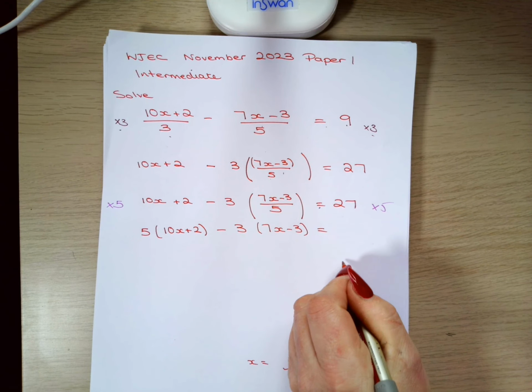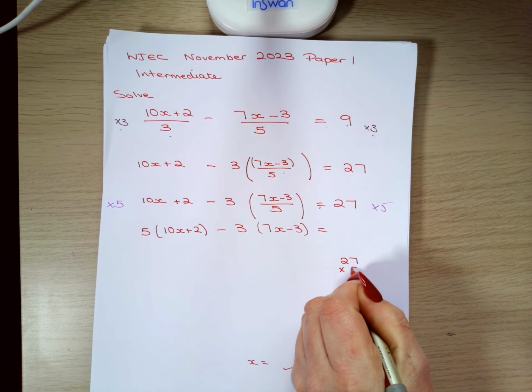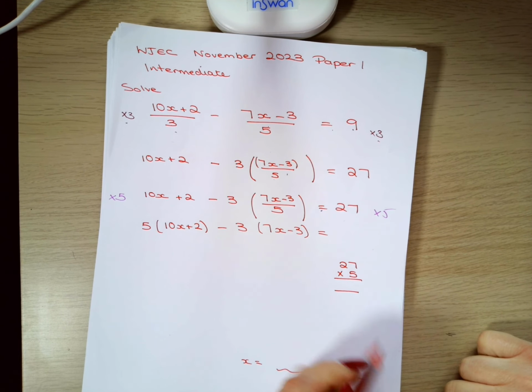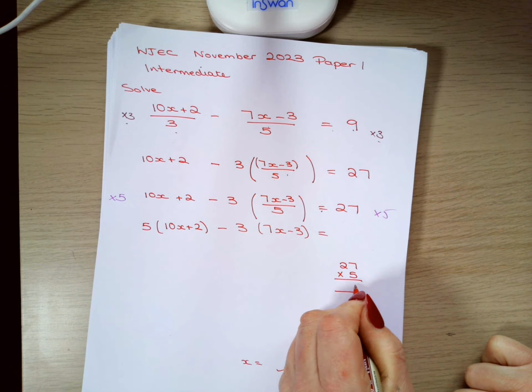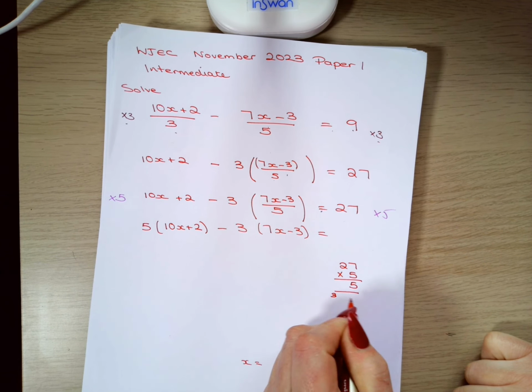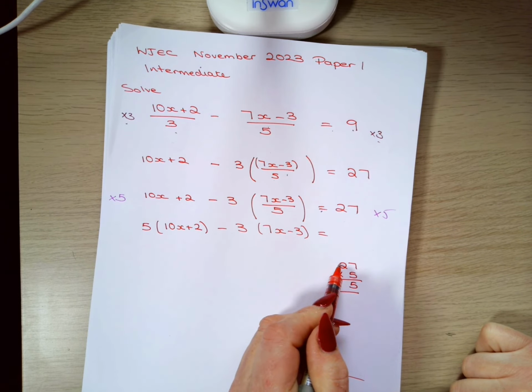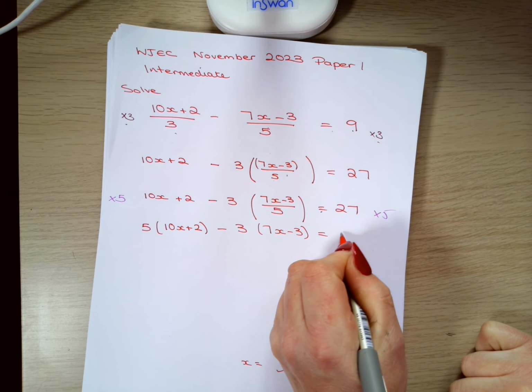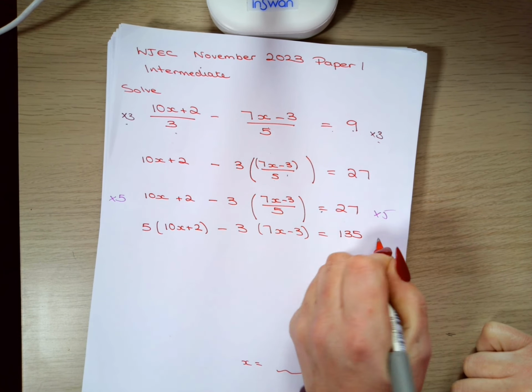So 27 times 5. If it's a non-calculator paper and you're like, how do you do that? Just put the calculation down here. So 5 sevens, 35. Remember, I've been doing this a long time, so mine will be a bit quicker. 2 times 5 is 10, plus the 3, 13. So we know that that is 135.